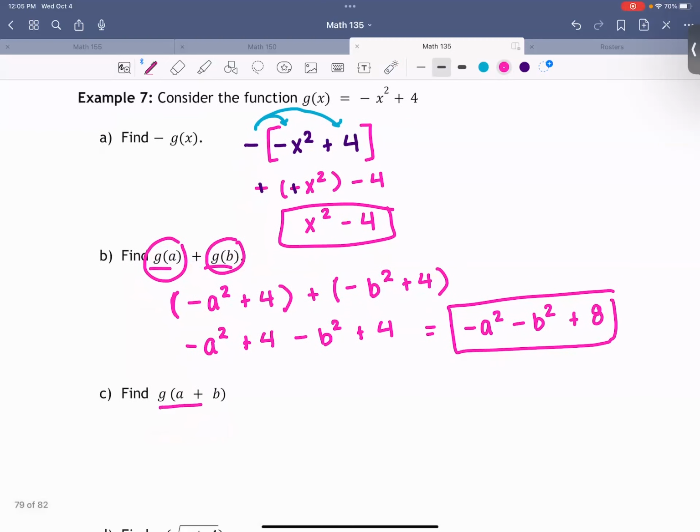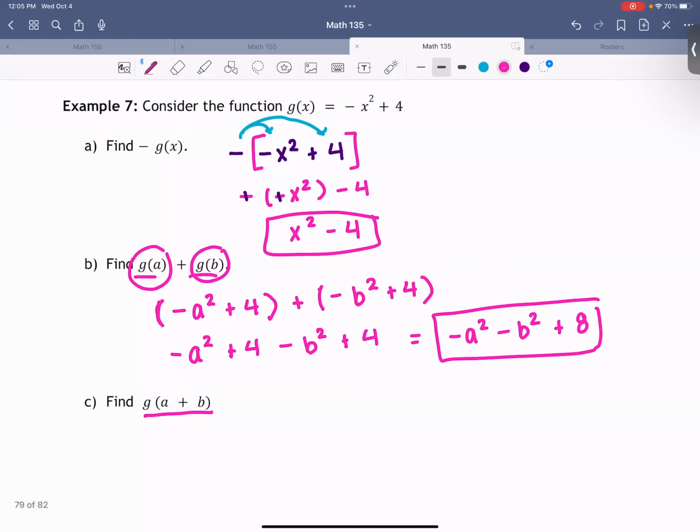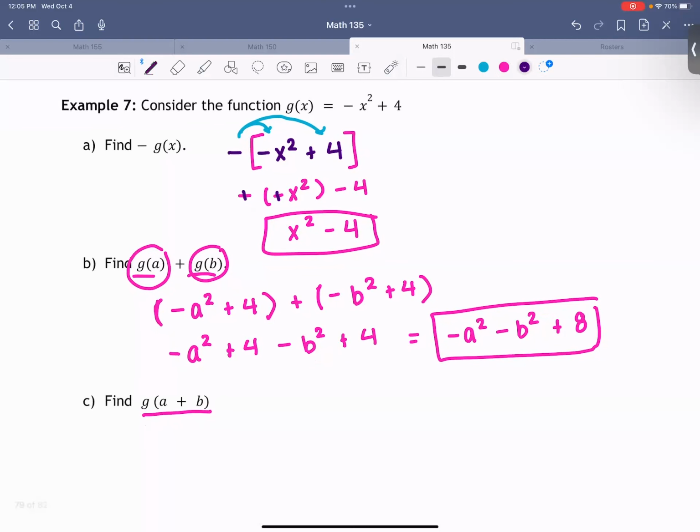Okay, if we're trying to find g of a plus b, what am I plugging in? A plus b, perfect. So wherever you see an x, you're going to write a plus b. Now, we have to be careful when we do an expression like this, because if you don't put parentheses, you might make a mistake. So I'm going to plug in a plus b instead of x, but I'm going to put it in parentheses so I'm not making a mistake. So this becomes minus, in parentheses, a plus b squared plus 4. So instead of x, I wrote a plus b in parentheses.